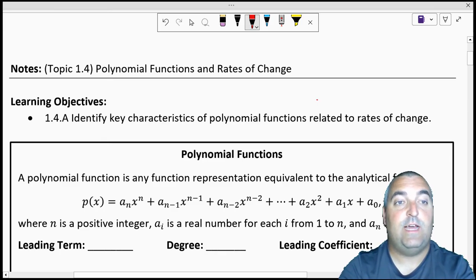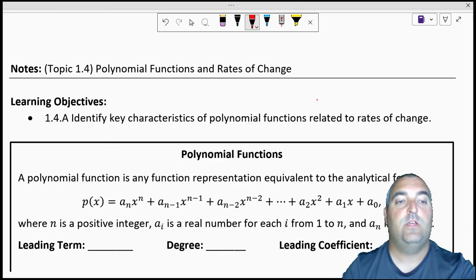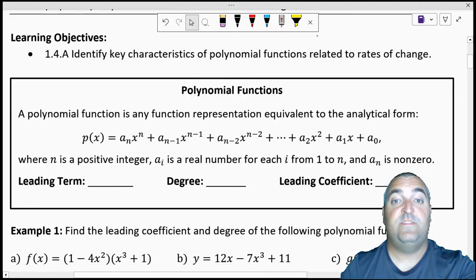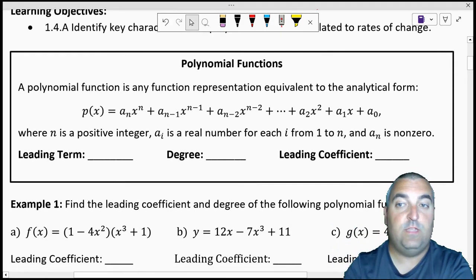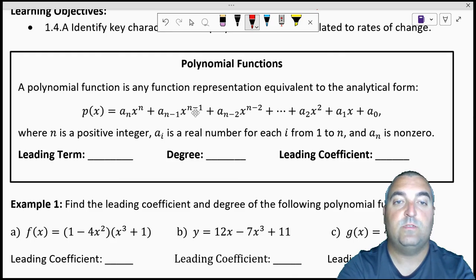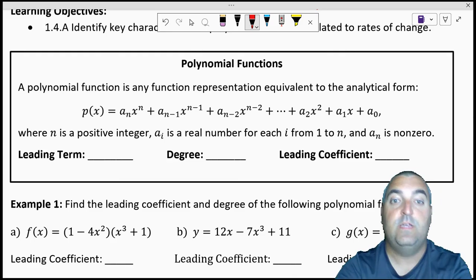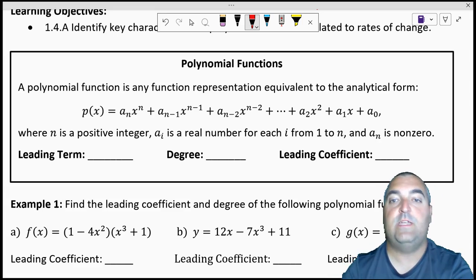We're going to look at topic 1.4 today, polynomial functions and rates of change. So let's define what a polynomial function is. A polynomial function is a function that has this form where we have p of x equals a sub n times x to the n plus a sub n minus 1 times x to the n minus 1 plus a sub n minus 2 times x to the n minus 2 plus all the way down to a sub 2 x squared plus a sub 1 x plus a sub 0.